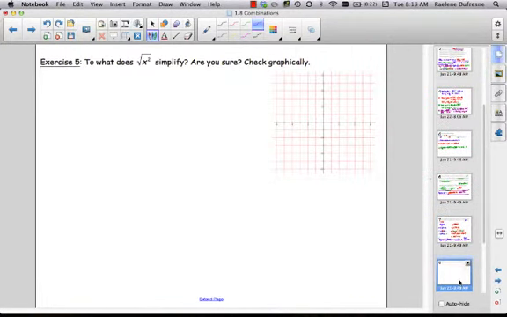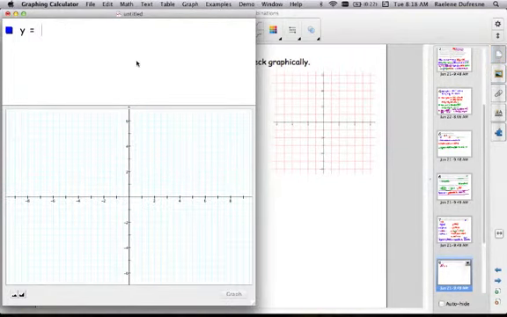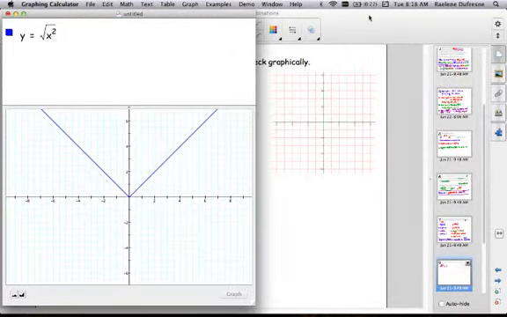Next exercise. To what does the square root of x squared simplify? Until recently, many of us thought that the square root of x squared was a case where the square rooting and the squaring canceled and we were left with x. But we have seen the graph. We'll just take a look at the graph program. We've seen that the square root of x squared indeed looks like the absolute value of x.